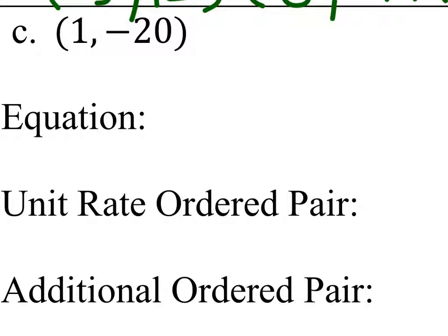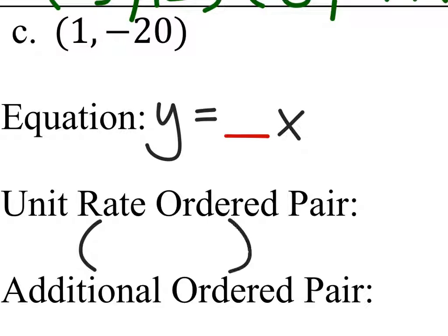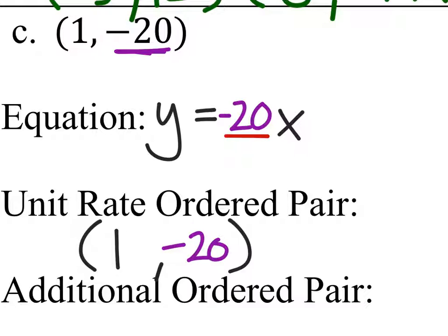So on C, once again, we should have an equation y equals some coefficient with x. What is the coefficient of x? Well, what's the unit rate ordered pair? Again, that's where the x is 1. What's the y value when x is 1? That was given right there, so it's -20. And I can put that as the coefficient of x as well. Bam.